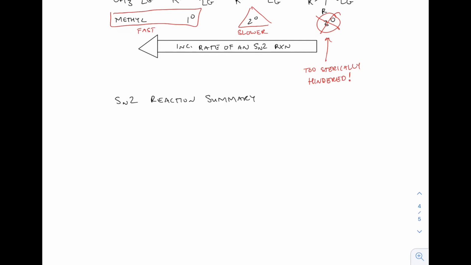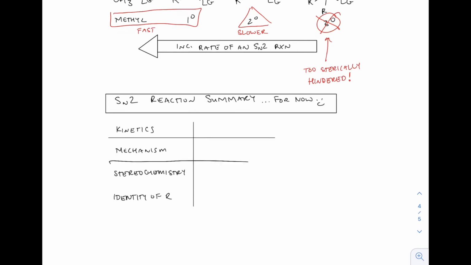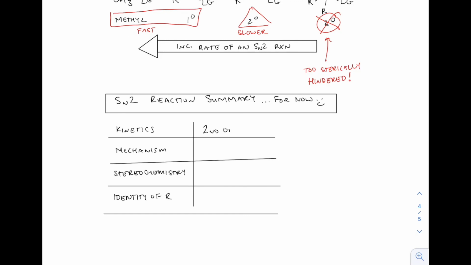Just to summarize the Sn2 reaction, for now though, because we're going to introduce a couple other fun things, right? Like I said, it seems pretty straightforward. We're probably not done explaining it. So we have a few factors, right? We've got the kinetics, the mechanism, stereochemistry, identity of R. Let me just draw this terrible table real quick. The crooked lines are bothering me, I'm sorry.